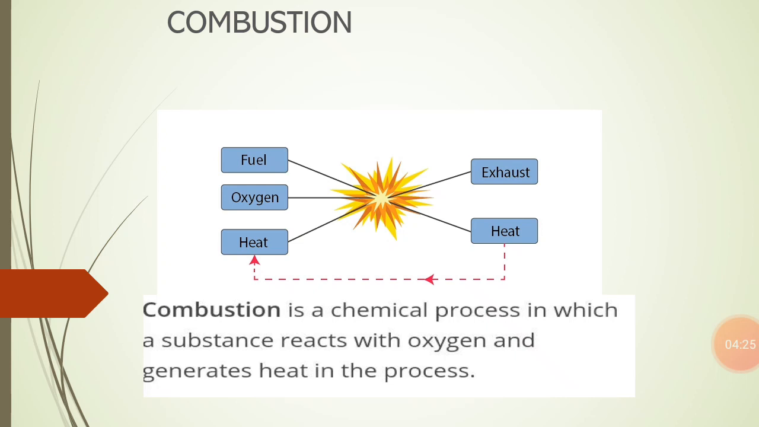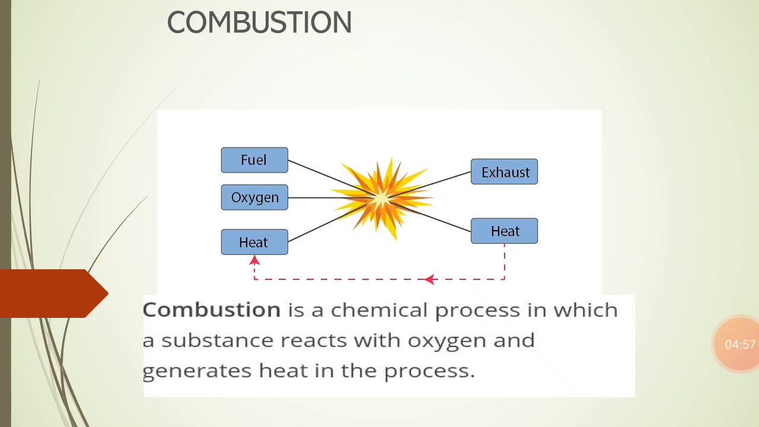Next example is the combustion of charcoal. Charcoal is a form of carbon. Charcoal burning means there is burning of carbon. Everything burns in the presence of oxygen only. So when the charcoal burns, or the carbon reacts with oxygen, it forms carbon dioxide gas, and heat and light are liberated. So this is another example of combustion.